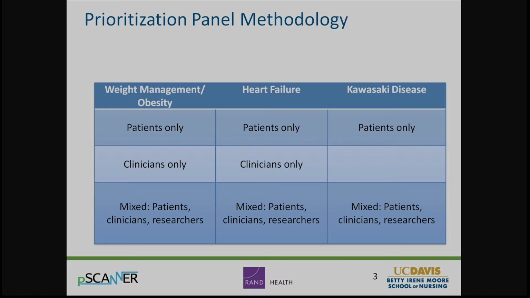Obesity, heart failure, Kawasaki disease. Within the first two conditions, we conducted three panels. The first panel consisted of patients only, then the second was clinician only, and the third was a mixed panel. The mixed panel consisted of researchers, clinicians, as well as patients. And for Kawasaki disease, we conducted two panels only. One consisted of patients only, the other one was mixed. Within each panel, the participants used the same protocol. We used the same data collection protocol. Across all of the panels, across all of the conditions, participants used the same rating criteria.